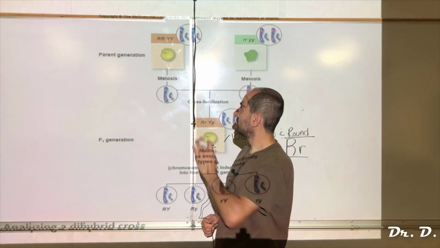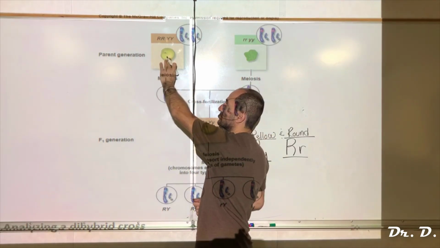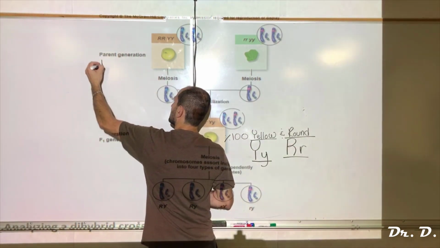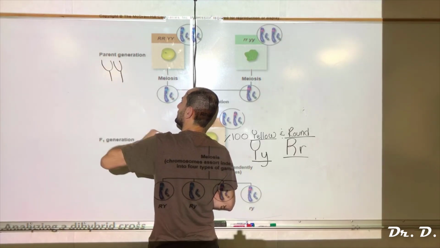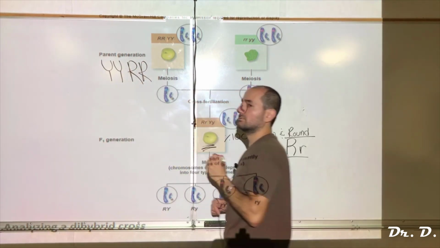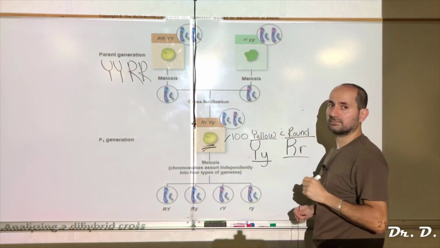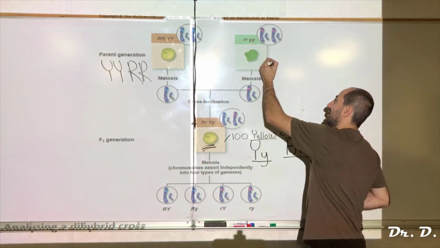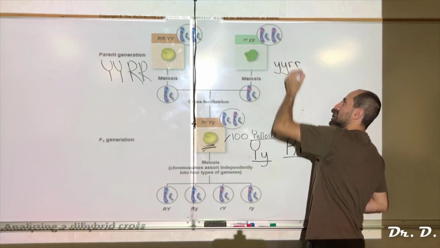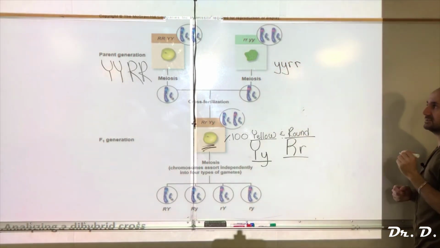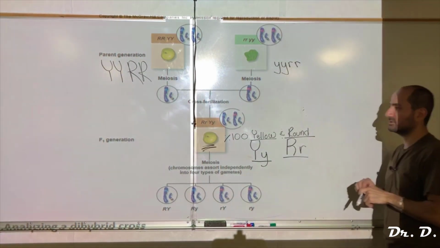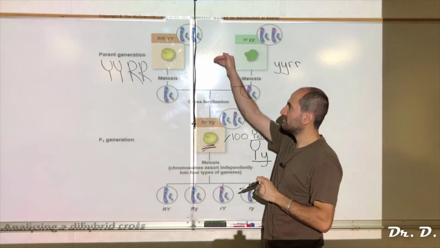So what would the genotype be for this round yellow pea? That's right, it would be yellow, yellow, big Y, big Y, and round, round, big R, big R. What about this pea over here? It's green, green, so little y, little y, and wrinkly, wrinkly, little r, little r. You see that? Now, let's set up a Punnett square. Let's do a Punnett square to confirm this result. Let's do a Punnett square for this first cross.